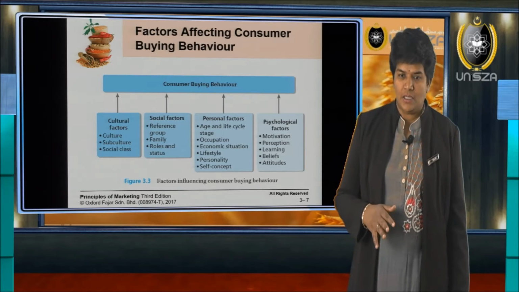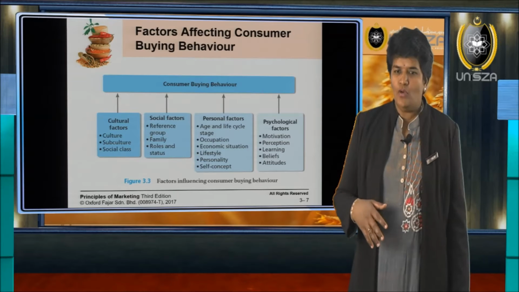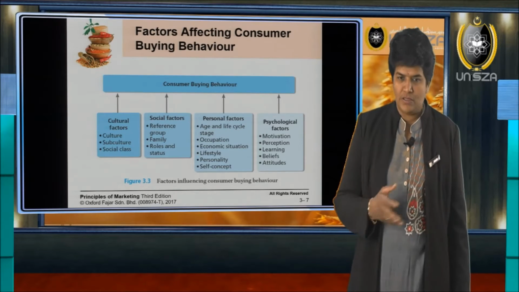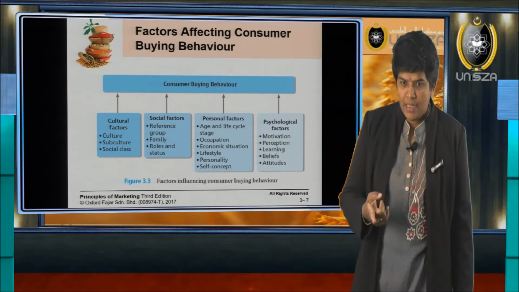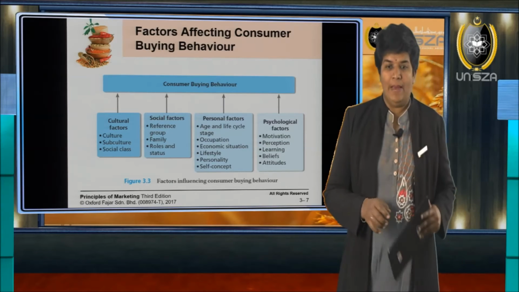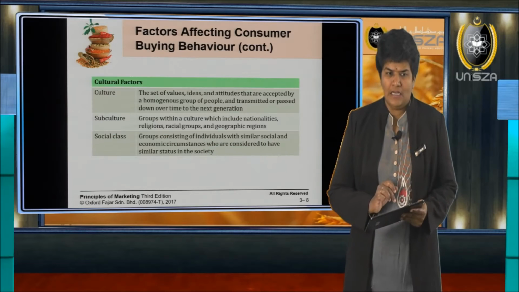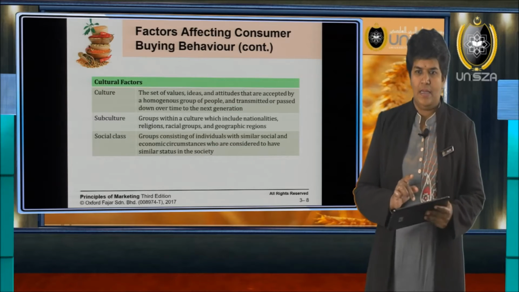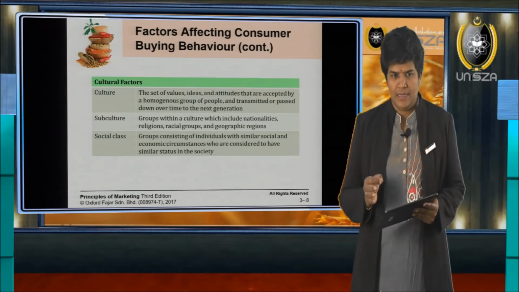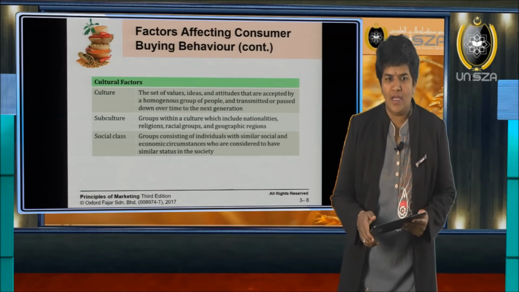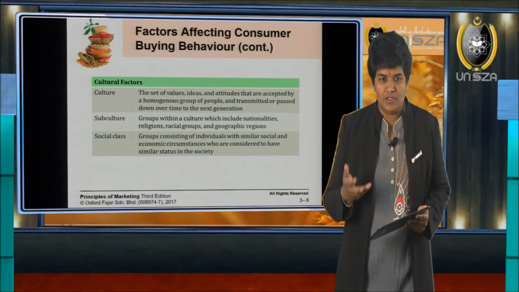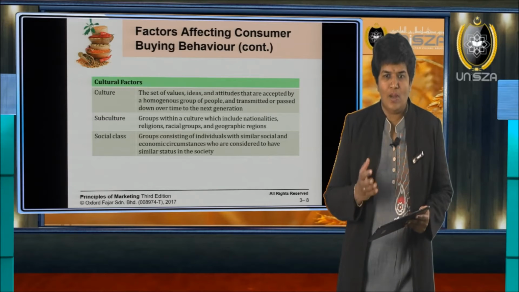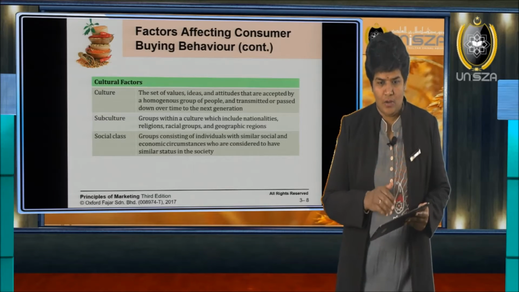Actually, when you are buying, you never realize all these factors, but somehow they are influencing you in the buying process. When we talk about cultural factors, as earlier mentioned, there are three, and in this slide we give you the definition for each group: culture, subculture and social class. I don't want to dwell on this, you can read it yourself.